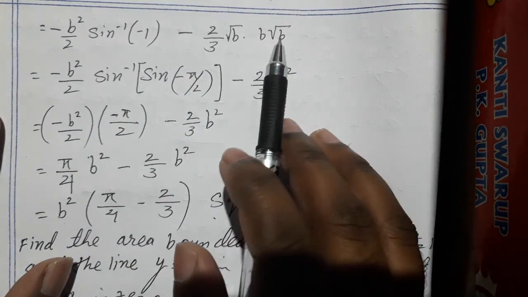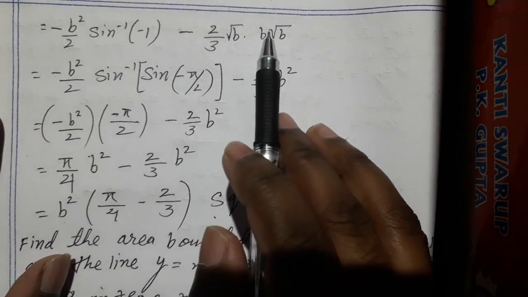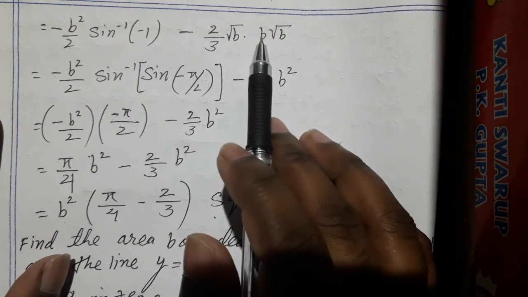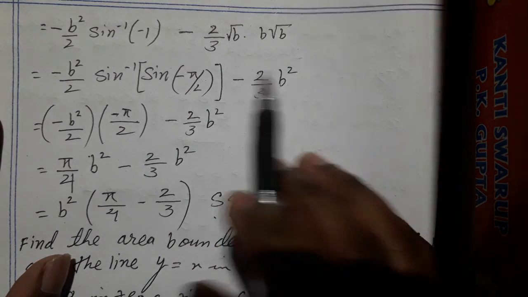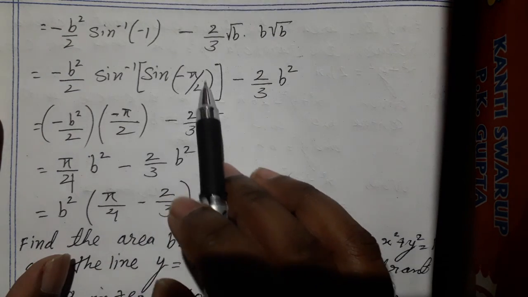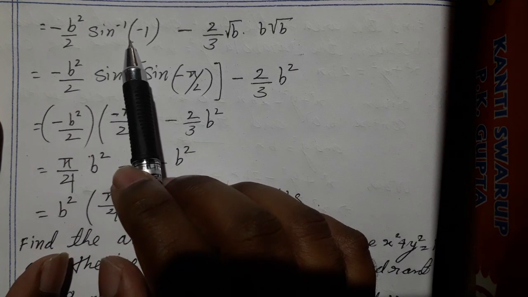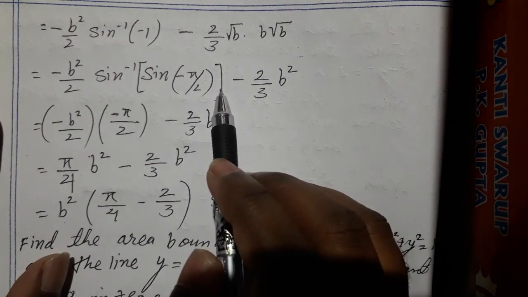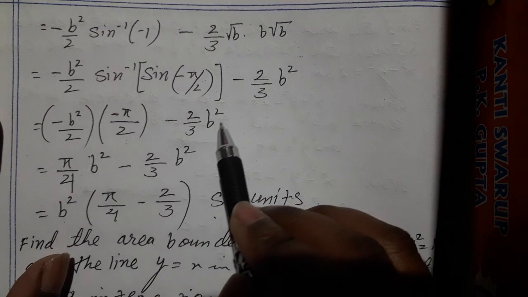b to the 3 by 2 can be written as b into root b. So root b into root b gives b, and b into b gives b squared, so we get 2 by 3 b squared. In place of minus 1, I can write sine of minus pi by 2, because the range of sine inverse is from minus pi by 2 to pi by 2. So sine and sine inverse cancel, and we get minus pi by 2, minus 2 by 3 b squared.